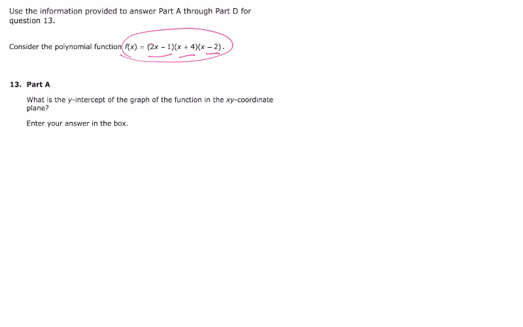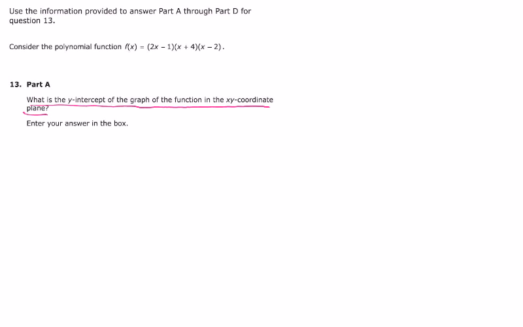And if we were to FOIL this out and do all that, and then whatever we get there, multiply it and distribute it times this function, we'd end up with a big old polynomial, a normal looking polynomial like we're used to seeing. So anyway, for part A, what is the y-intercept of the graph of the function in the xy coordinate plane?